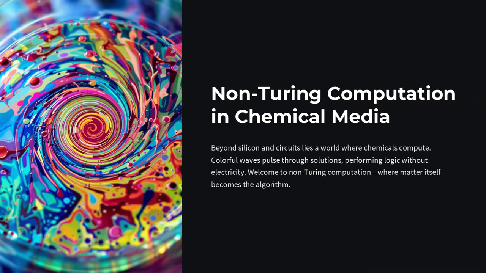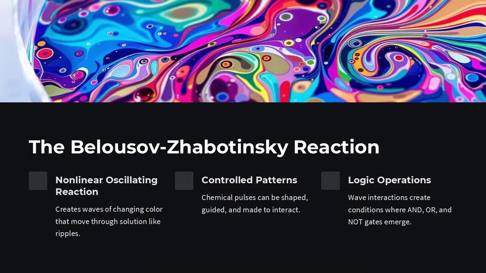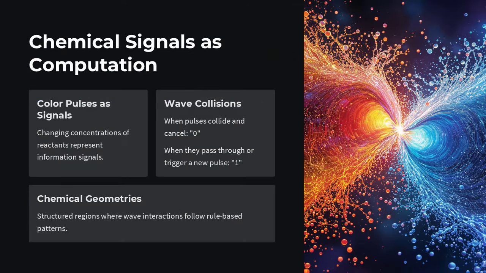We usually think of computers as electronic machines, silicon chips crunching binary code through rigid, predictable circuits. But nature offers stranger possibilities. Deep inside certain chemical reactions, colorful waves pulse, spiral, and oscillate, creating dynamic patterns that look more like life than logic. Yet these patterns can do more than entertain.